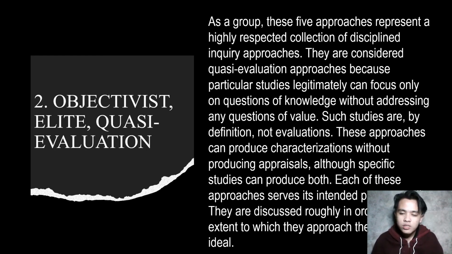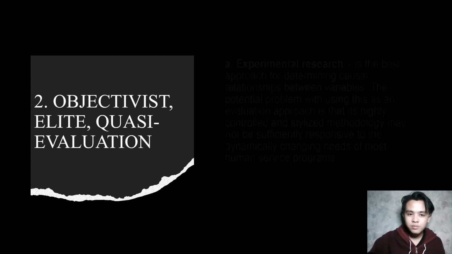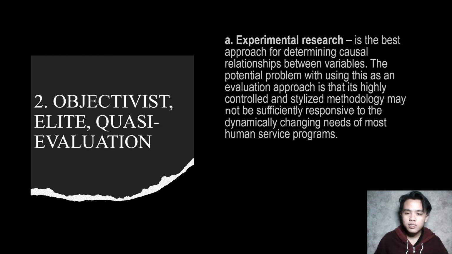So, ano nga to? Question-oriented. So, first approach is experimental research. This is the best approach for determining causal relationships between variables. The potential problem with using this as an evaluation approach is that its highly controlled and stylized methodology may not be sufficiently responsive to the dynamically changing needs of most human service programs.